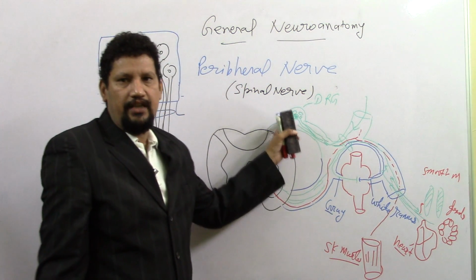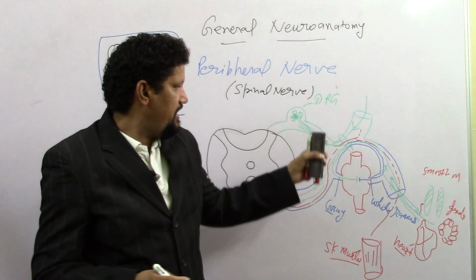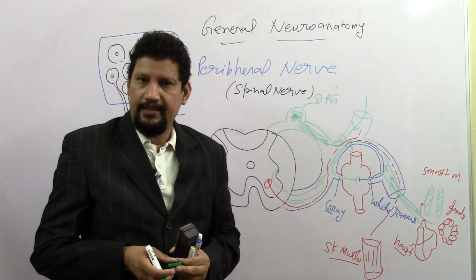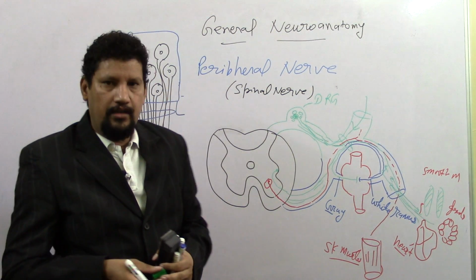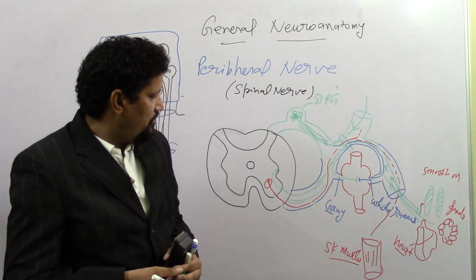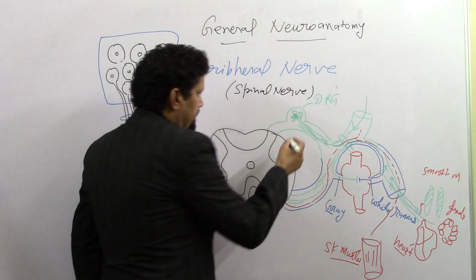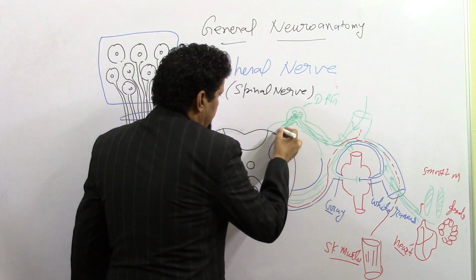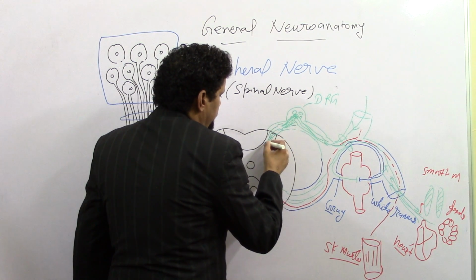This dorsal root ganglion has pseudo-unipolar or unipolar cells, which have a peripheral process bringing sensation from the periphery, that is skin, muscle, joints, tendons, viscera, blood vessels, glands and viscera of the thorax, that is lungs and heart. The central process of these cells will enter the sensory gray horn or dorsal gray horn.